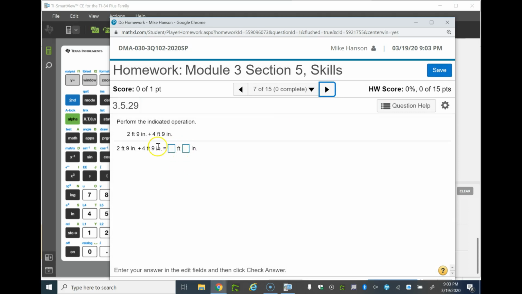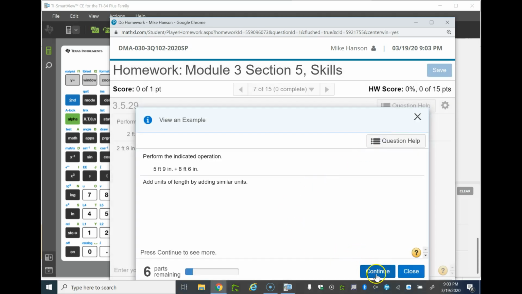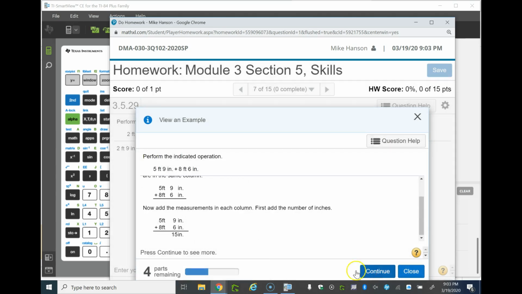When you do these problems, it's better if you stack them vertically. Horizontal, you can do it that way, but stacking them vertically is going to be helpful in these particular problems. What you need to watch out for is sometimes when you add them together, we get 15 inches. If you remember how many inches are in a foot, it should be 12. So I have a chance to move over 12 of these inches to make it into 1 foot. If I take away 12, that leaves me with the 3.